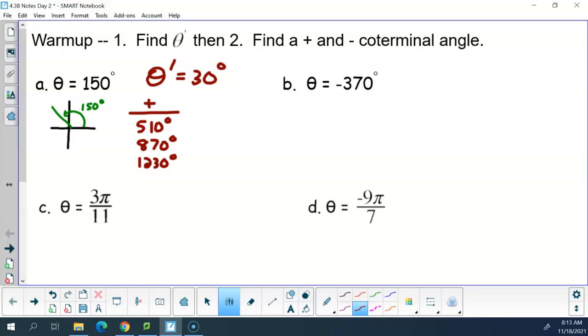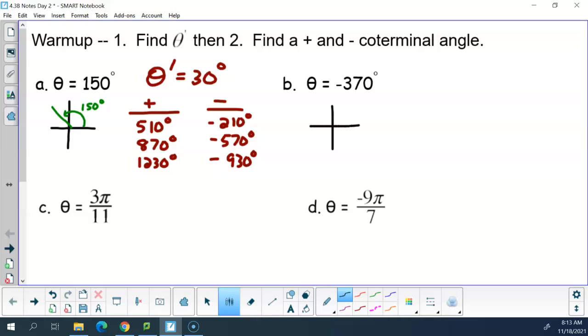How did I get those so quickly? Add 360. Add 360 every time. Negative coterminal angles: negative 210 degrees. How did I get that one so quickly? Subtract 360. Negative 570. Negative 930. Yep. Okay.